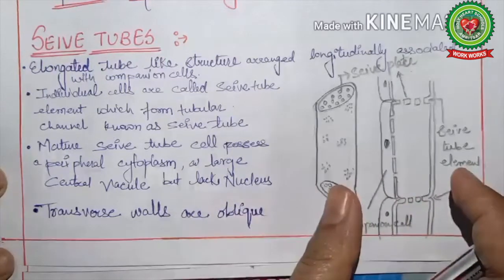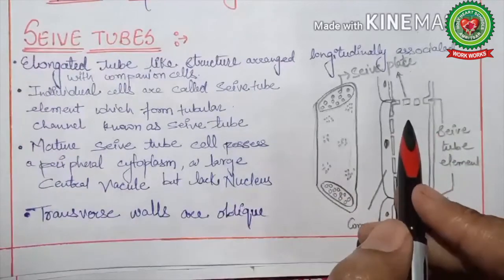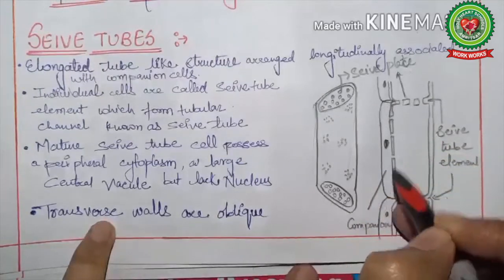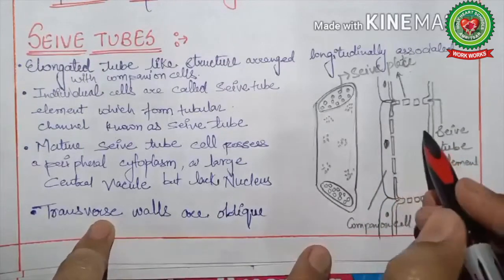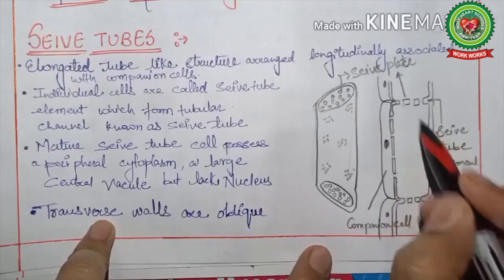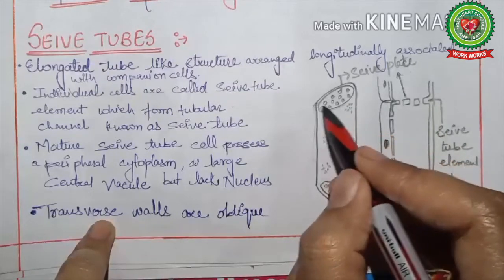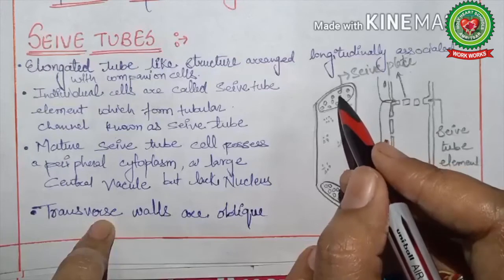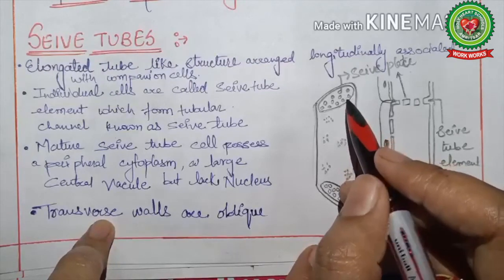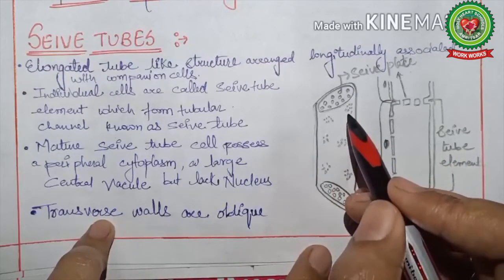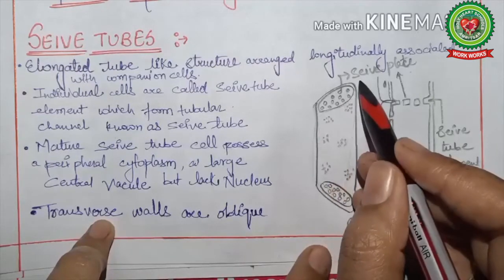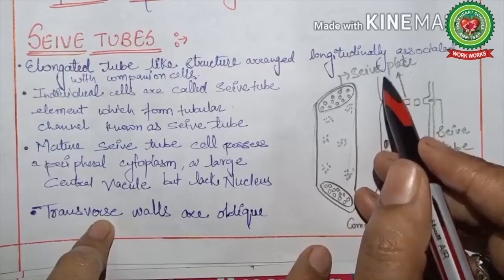You can see here in this diagram, these cells are associated with companion cells. Their end walls are perforated. You can see here end walls are perforated. Perforated means it bears small pores. That is the reason their end walls or transverse walls are called sieve plates.